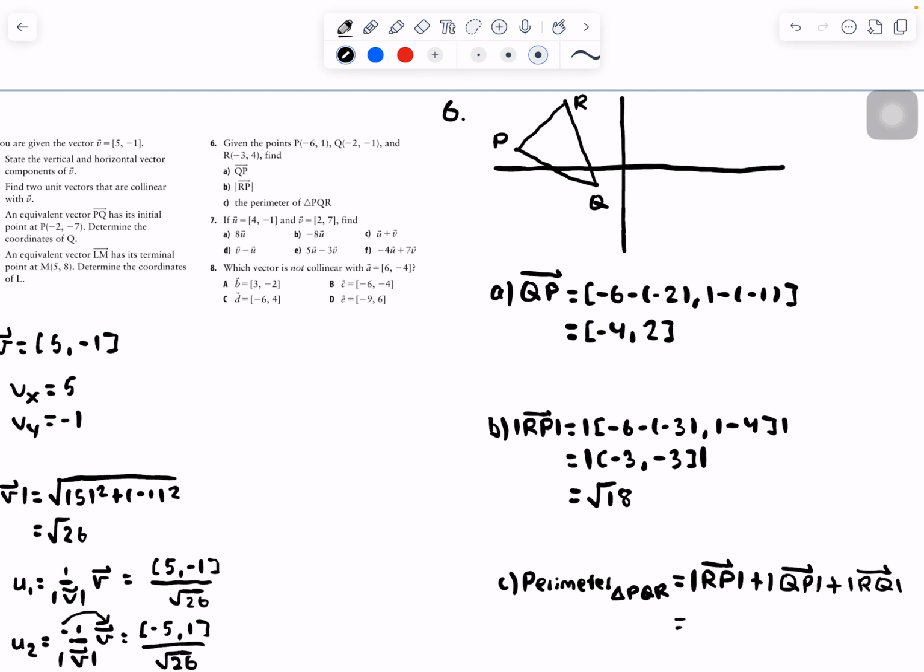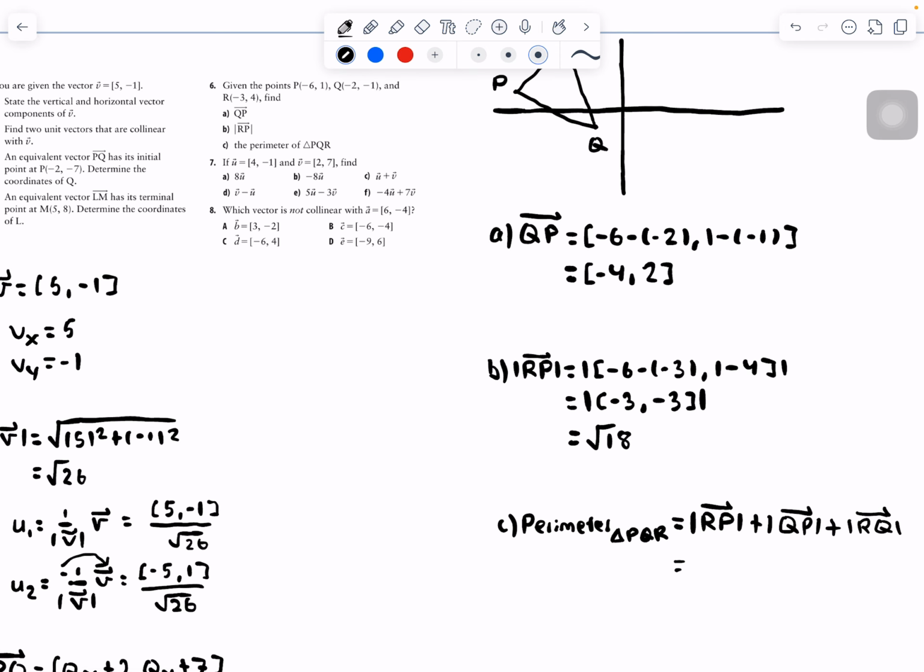Okay. So RP we know is square root of 18. QP, the modulus of that is going to be -4 squared, 2 squared, square root of 20. That's just, if you really want to know, it's just -4 squared plus 2 squared.